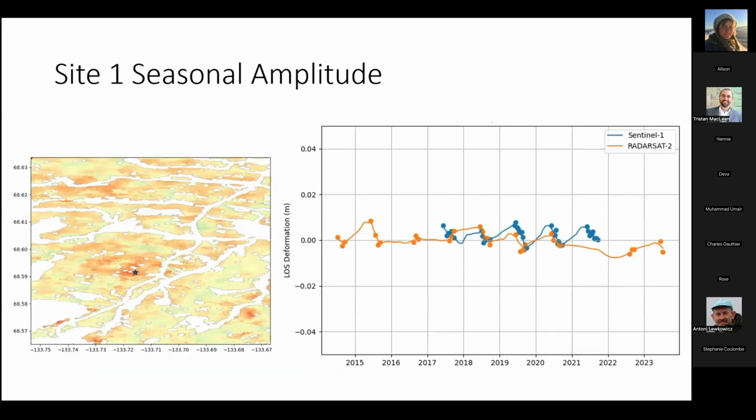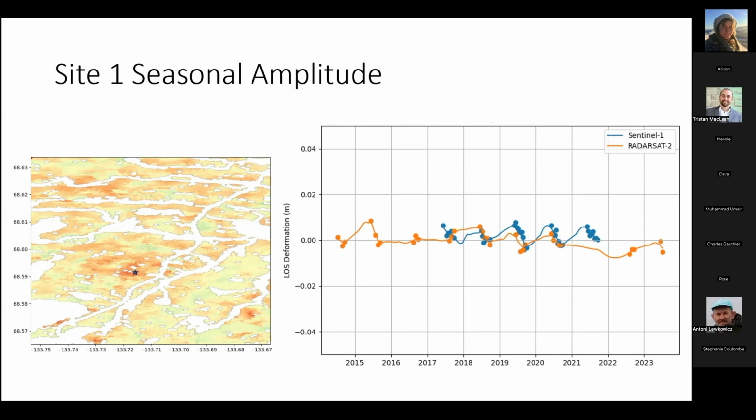And so this is the seasonal amplitude time series around Site 1. And you can see it's measuring a seasonal amplitude of about 1 centimeter. But what this is lacking is a long-term trend in the deformation. And so because there's gaps in the data, because we're not using the scenes where there's snow, the processing is losing out on that annual signal, and it's only picking up on the seasonal one.